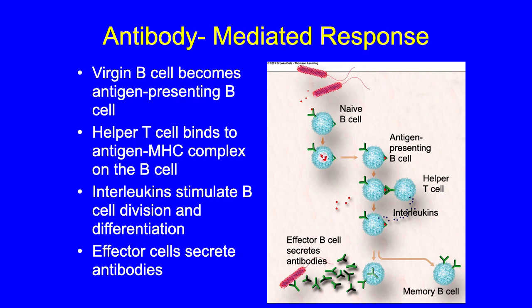Virgin B cell becomes an antigen-presenting B cell. Helper T cell binds to the antigen MHC complex on the B cell. Interleukins stimulate B cell division and differentiation. Effector cells secrete antibodies. Okay, so you have an antibody response.